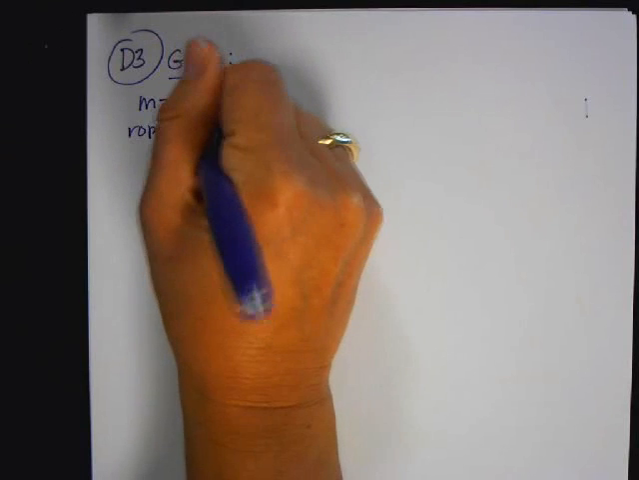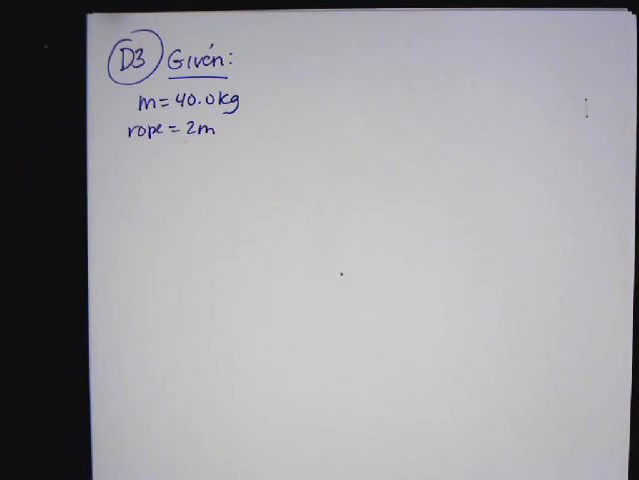So I know the rope is 2 meters. Find the gravitational potential energy associated with the child relative to the child's lowest position after the following conditions. A, when the rope is horizontal. B, when the rope makes a 30-degree angle with the vertical. And C, at the bottom.